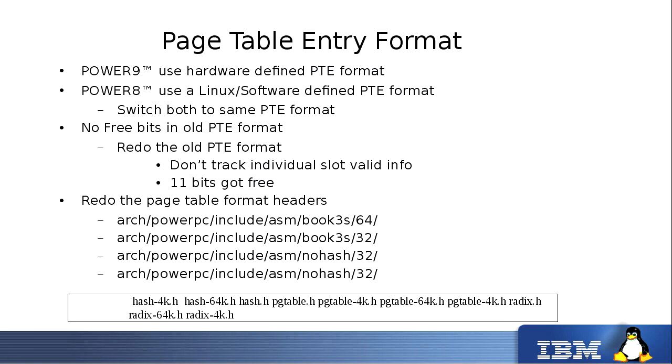We have headers like hash 64, hash 4K, then 4K page table, 64K page table, then radix 4K, radix 64K. So all these combinations are nicely isolated in different headers now. This was one of the primary challenges with respect to the page table, and we solved it by moving around bits, freeing bits, and changing the way we track the slot.